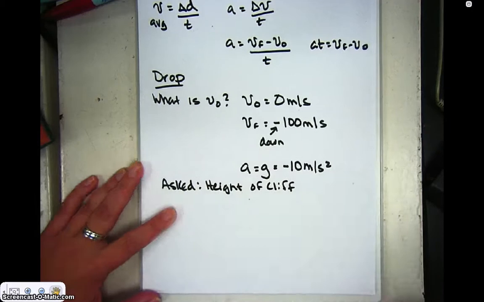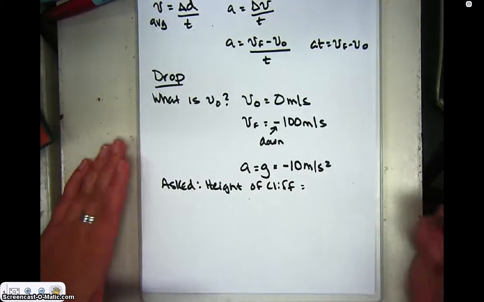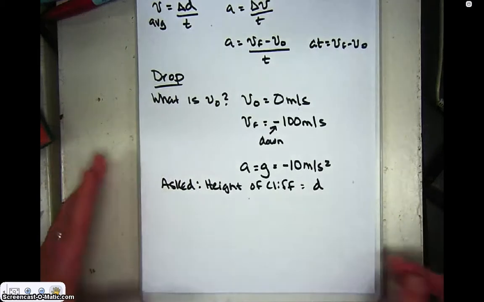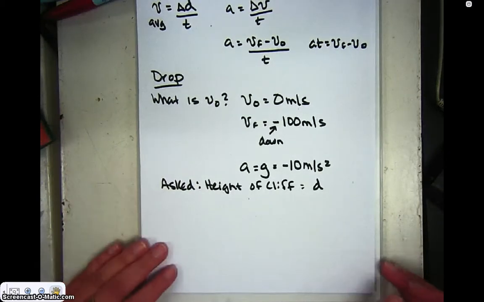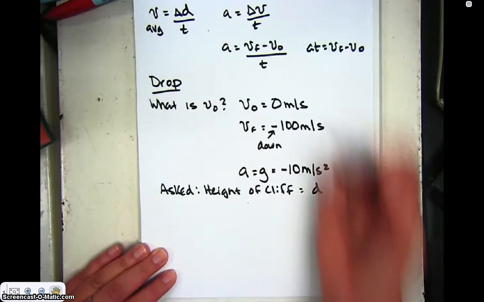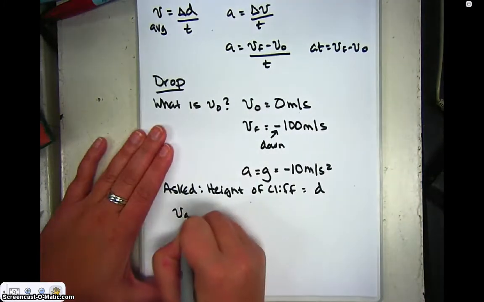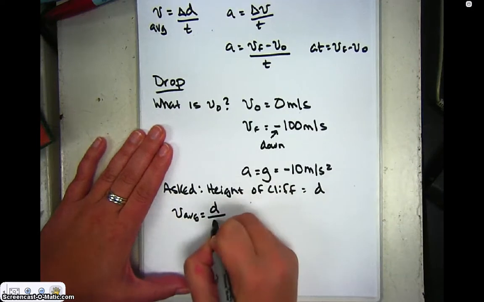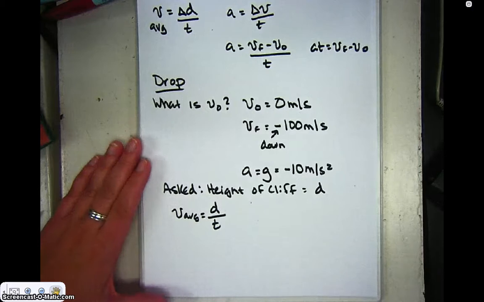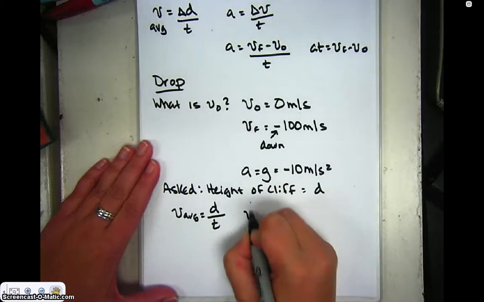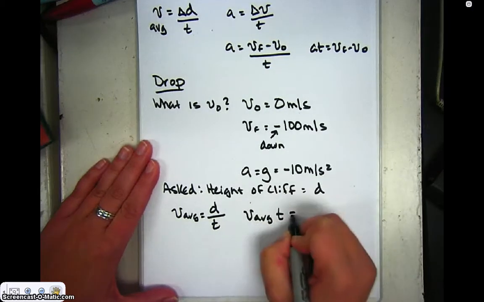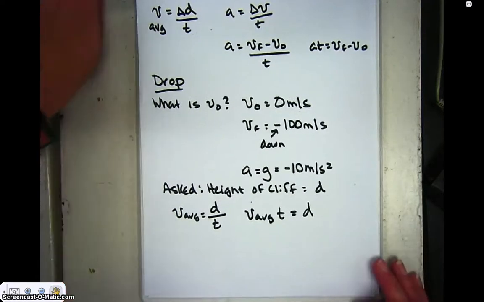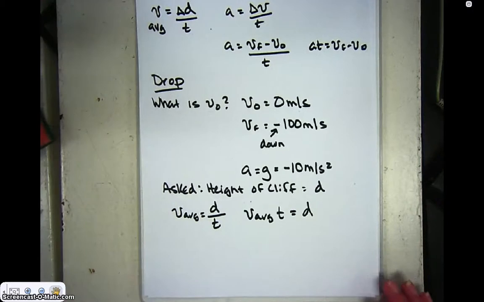The height of the cliff is the variable that's going to be represented in our math as d, or our displacement, or a change in displacement. So let's look back up here at these equations. We have v average is equal to the change in d over t. And if I solve that for d, I would say v average times t equals d. Now, what is v average? I have my velocity at the beginning and I have my velocity at the end.